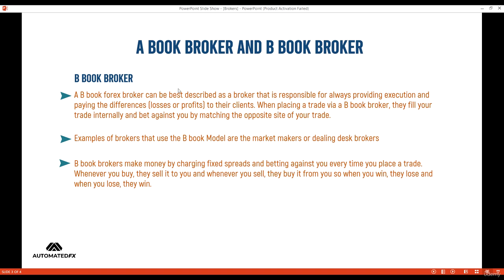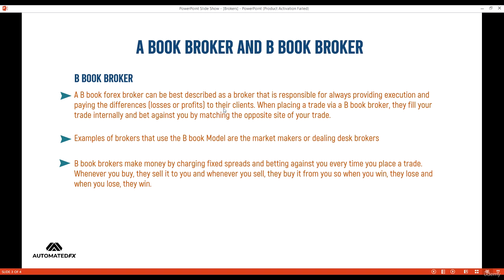Okay, now to the next slide, we have the B-book broker. A B-book Forex broker can be described as a broker that is responsible for always providing execution and paying the differences. So the broker makes sure your trades are executed. When you want to buy, they create a buy. When you want to sell, they create a sell. But what they do is they pay the differences to their clients. So they pay the losses or the profits to their clients.